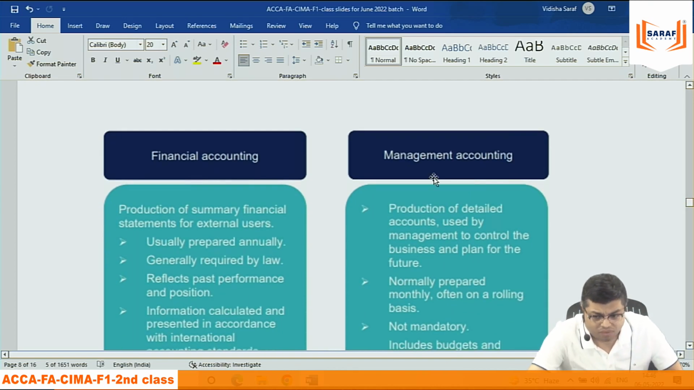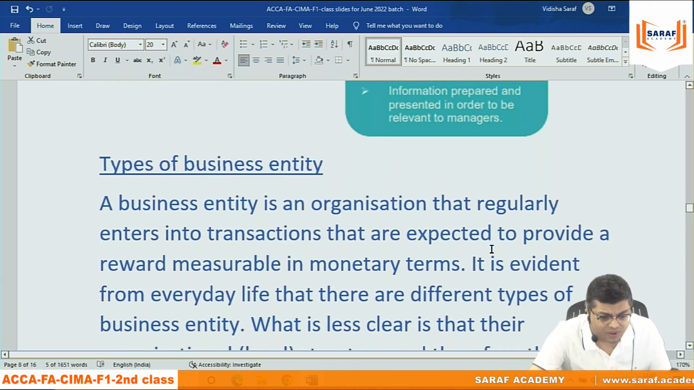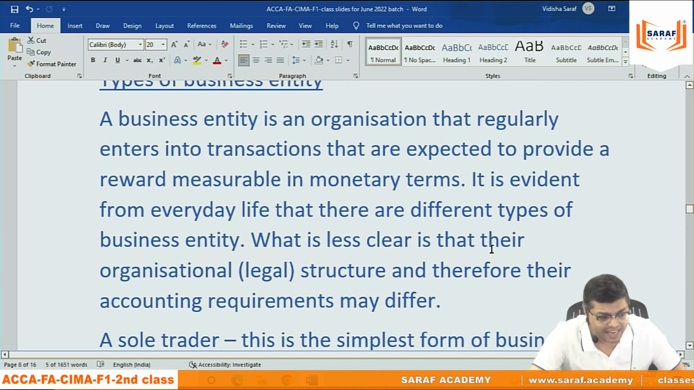Can the business run without management accounting? Impossible. Can the business run without financial accounting? Impossible. Both are required for running and growth of the business. ACCA focuses on financial accounting more and more. CIMA focuses on management accounting more and more. But ACCA covers management accounting in detail. CIMA covers financial accounting in detail. And any commerce course covers financial and management accounting in detail.